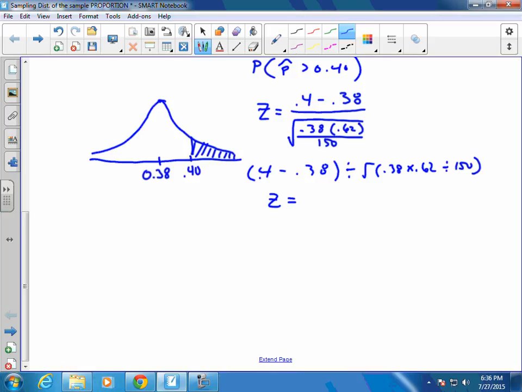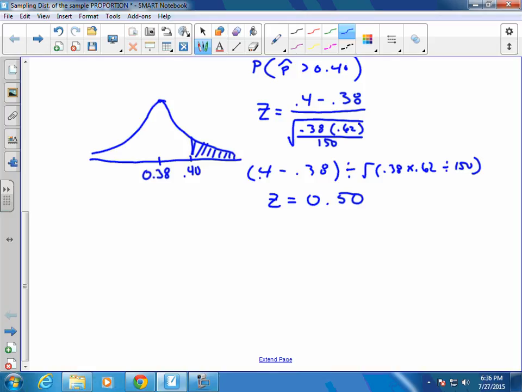And if we do this out, again, I'll ask you to check me. Easy to hit a one button wrong. If we punch this out in the calculator, I'm ending up with, rounded off, 0.50 for the z-score.